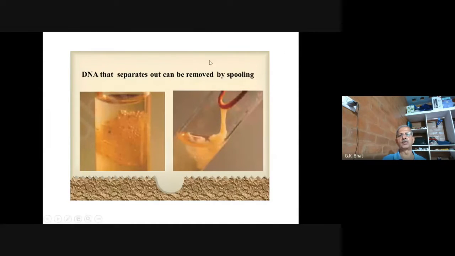DNA that separates out can be removed by spooling. This is the DNA. Whenever you put a spool and rotate, you will get only DNA. You can see the DNA with your naked eye. What you have is DNA, and that is the basic chemical structure of the DNA that you have. Okay? Right?